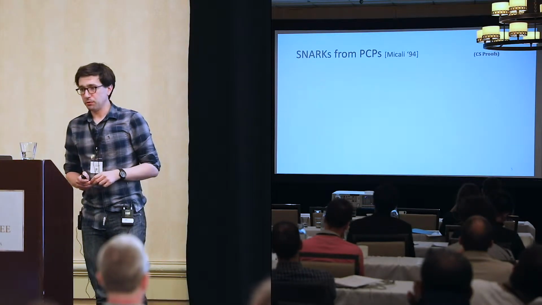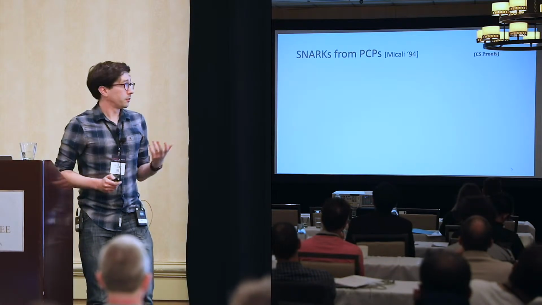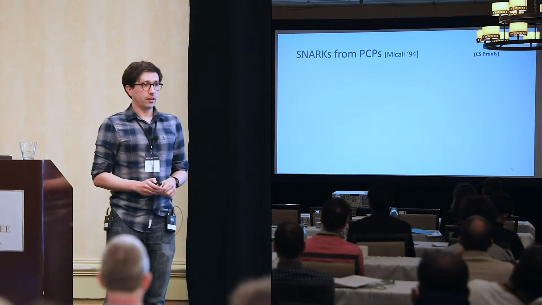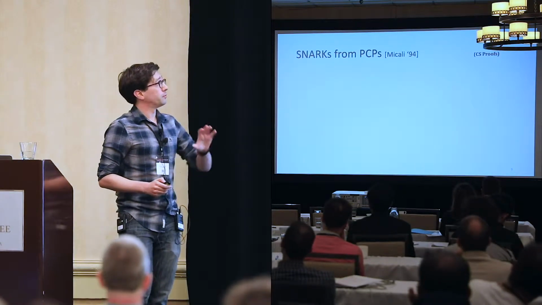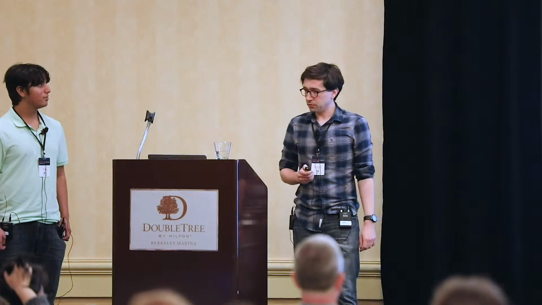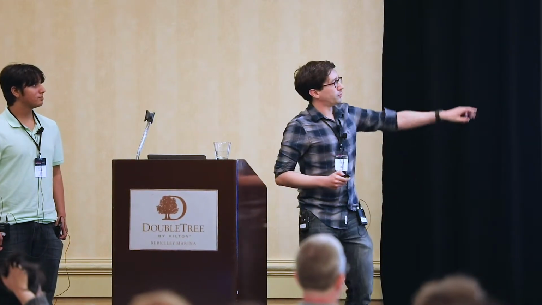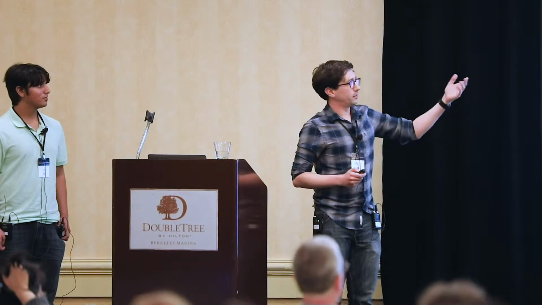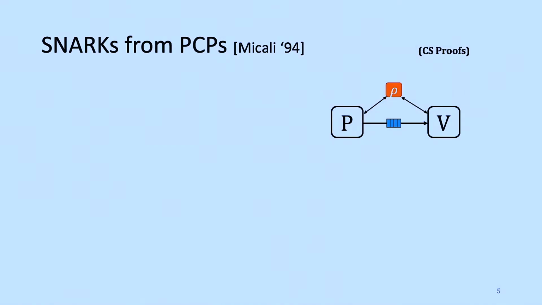So how do we build these proofs? Well, I'm going to take a little historical tour for a moment and go back to the first ever constructions of snarks, which was due to Silvio Micali in 1994. He called them CS proofs, and what they are, you just have a prover and a verifier, and they both have access to the random oracle.